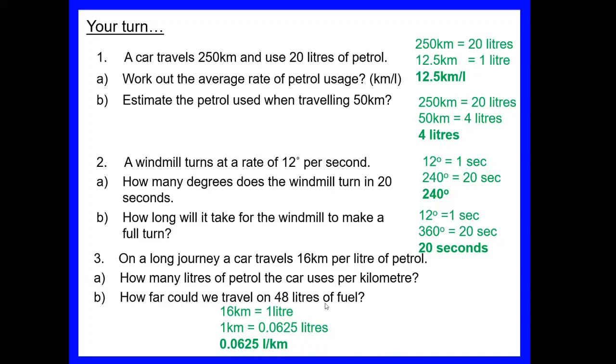And finally, how far could we travel on 48 litres of fuel? So again, we'll start with our 16 kilometres plus 1 litre. This time we're going to put the 48 under the litre side. To get from 1 to 48, we're going to multiply by 48. 16 times 48 is 768. So we could travel 768 kilometres.